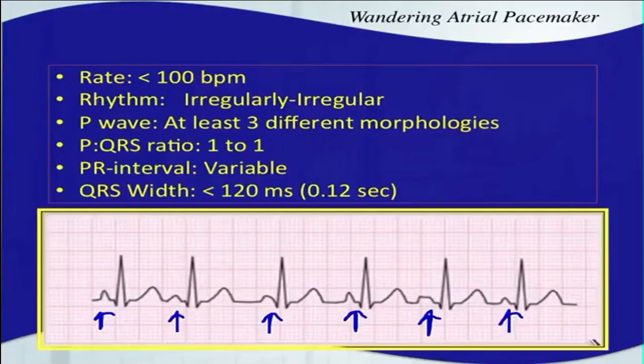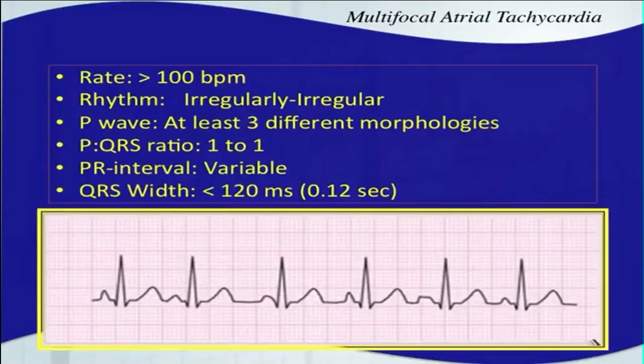There's no extra P waves with these arrhythmias. Your PR interval is going to be variable. It's going to change. One PR interval might be, let's say, 140 milliseconds. The next might be 150 milliseconds, and so on and so forth. And your QRS width should stay normal. It should be narrow, less than 3 small boxes, 0.12 seconds.